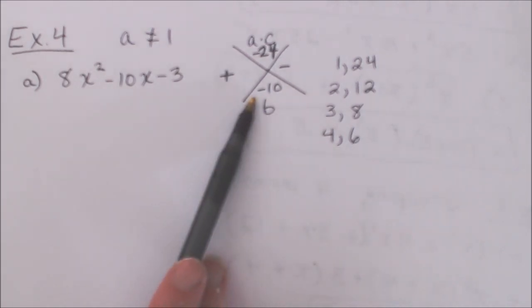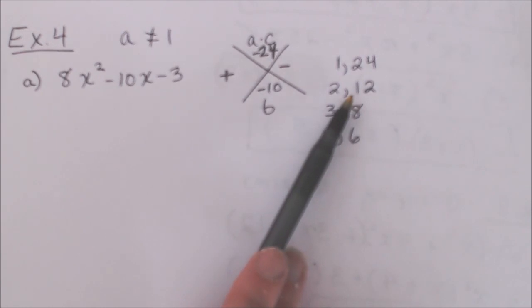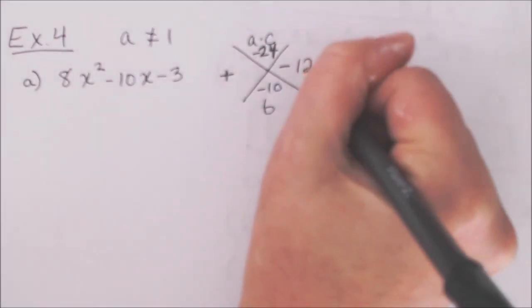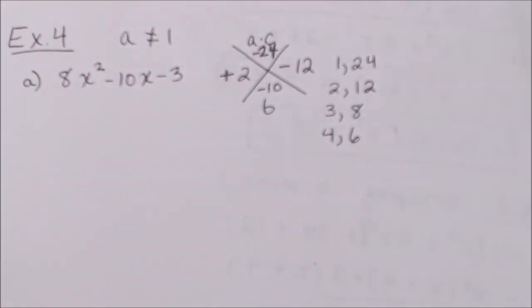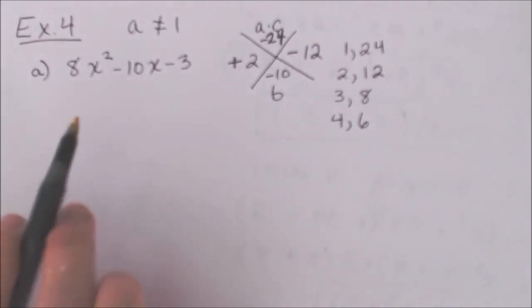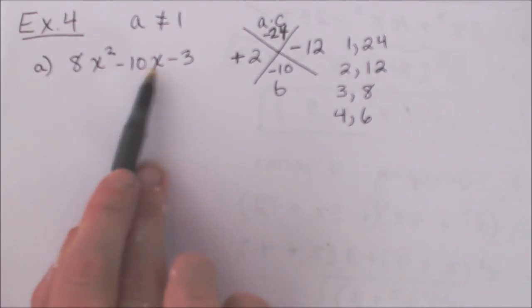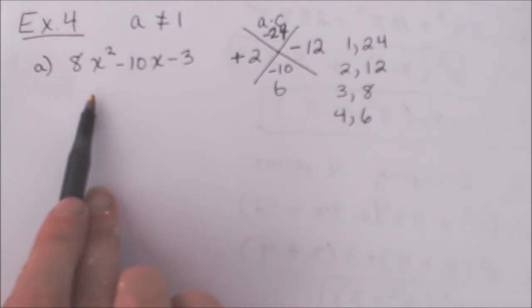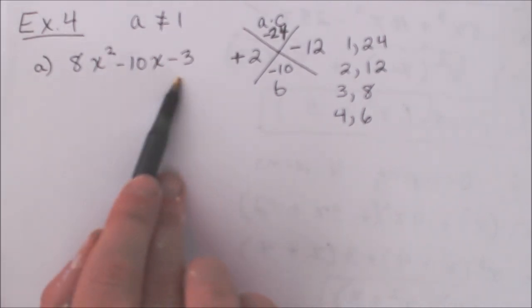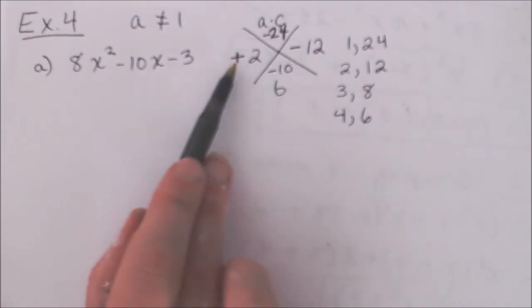This time we need to get to a -10, so that means the larger number needs to be negative. That means we're going to have a -12 and a +2. So here's why I showed you group factoring first. Let me come back over to the question. I've got 8x squared minus 10x minus 3. So what I'm going to do is rewrite this trinomial using -12 and 2.